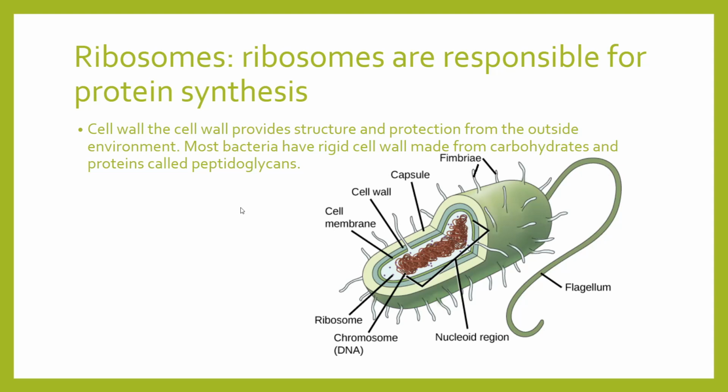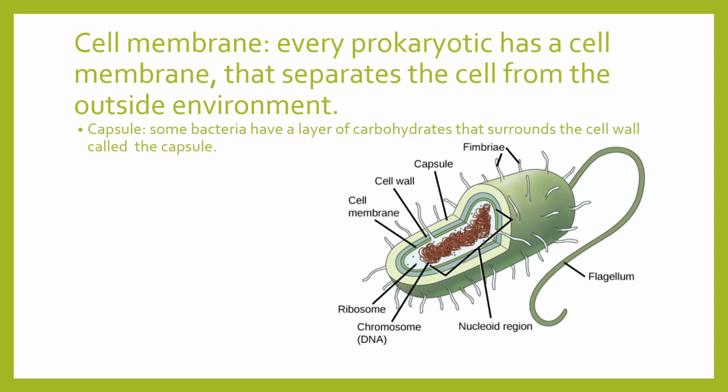Cell wall provides structure and protection from the outside environment. Most bacteria have a rigid cell wall made from carbohydrates and proteins called peptidoglycans. And here are the parts of the ribosomes. Cell membrane: every prokaryote has a cell membrane that separates the cell from the outside environment. Capsule: some bacteria have a layer of carbohydrates that surrounds the cell wall called the capsule.